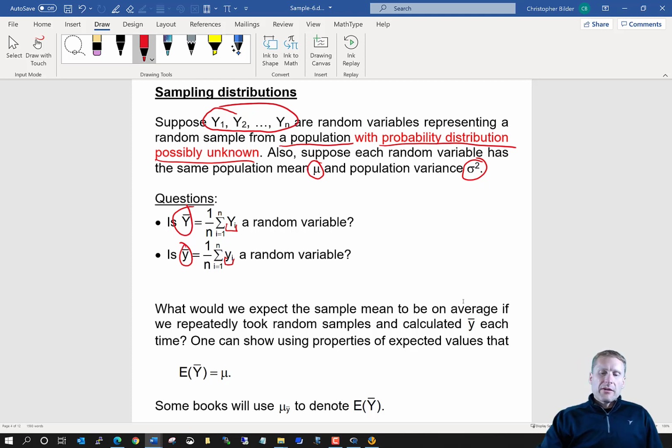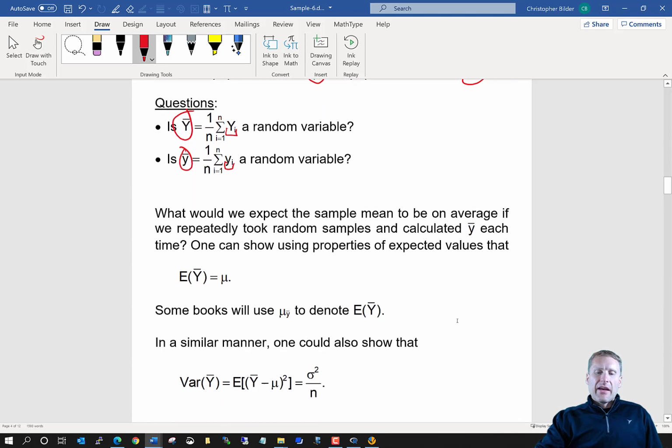Now, what we would like to be able to do is have some general idea of our random variable y bar. What would it be on average from this sampling process? Let's say if I were to repeat the sampling process many times, take one sample of 100 maybe, take another sample of 100, take another sample of 100, and calculate y bar every single time. What on average would all those sample means be? And that's essentially what the expected value of y bar actually represents.